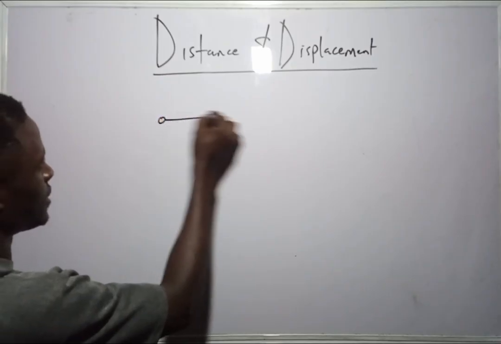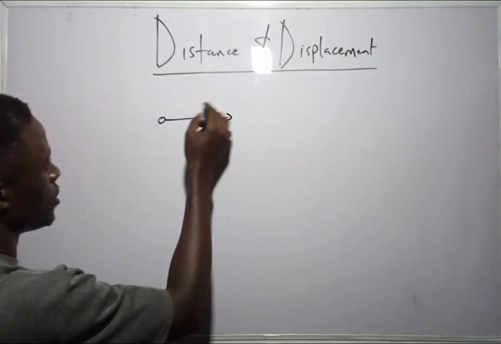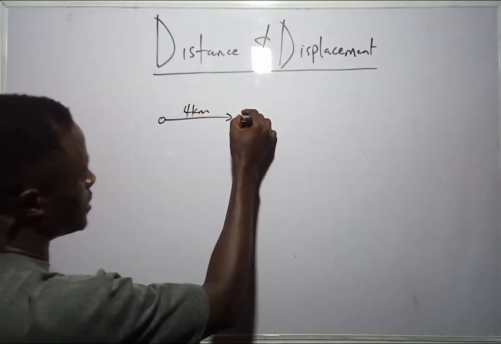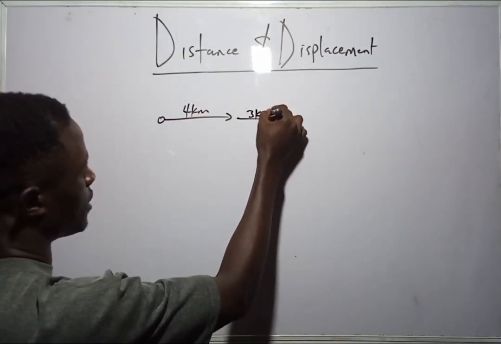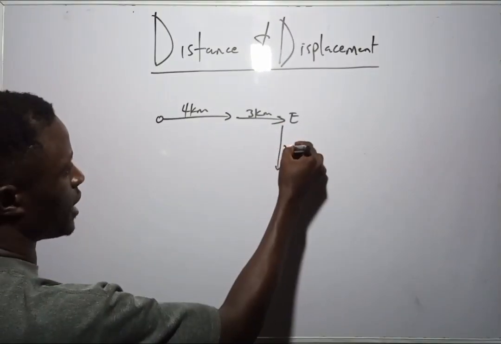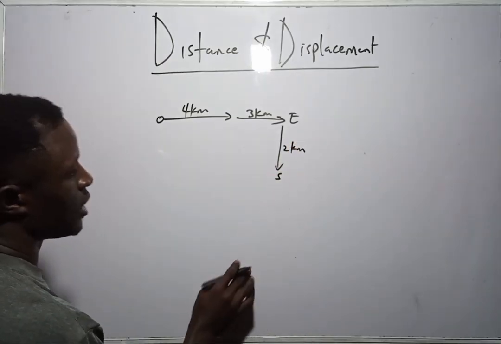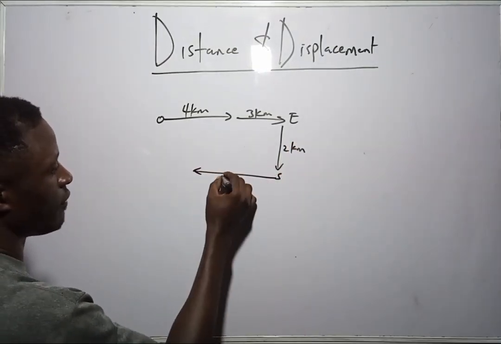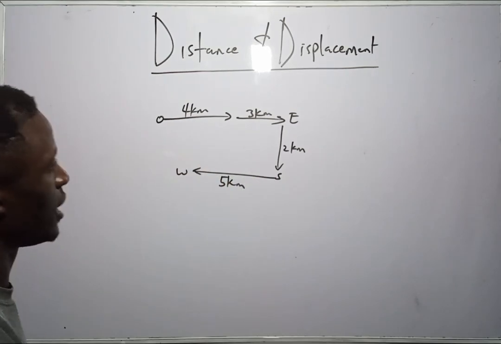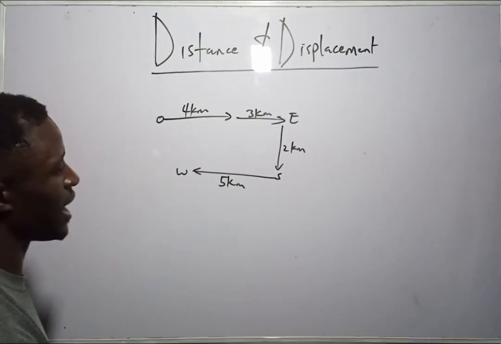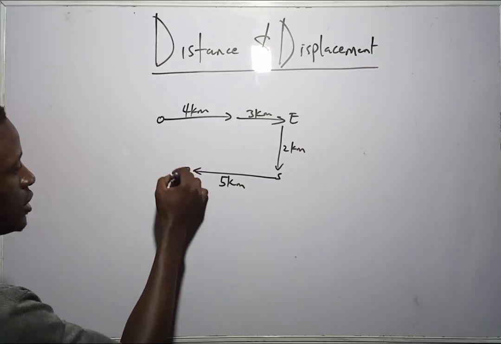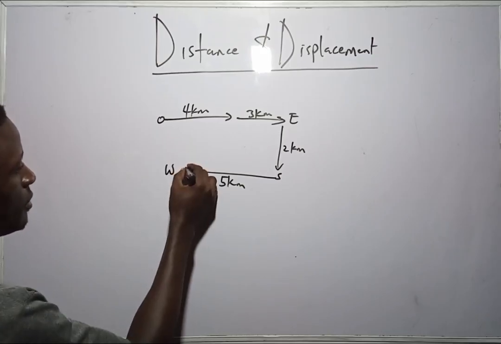Suppose a man starts from rest and goes in this direction 4 kilometers and continued again 3 kilometers due east, and then decided to go 2 kilometers due south, and then return back 5 kilometers in the west direction. Now let us calculate the displacement and the distance for this whole journey. Now this is the new position. Okay, let me paint this.